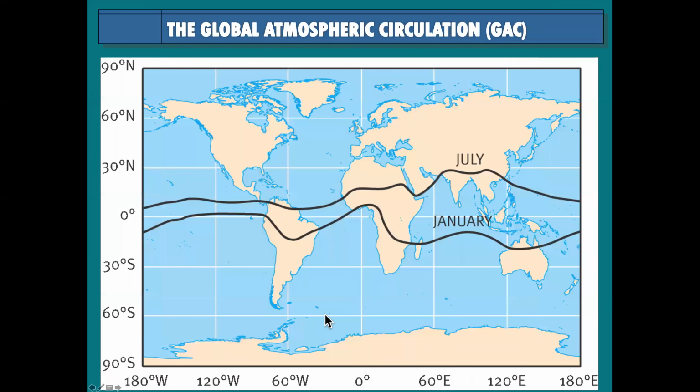Now, looking at where you tend to find it in January versus July, it moves with the seasons. It isn't a perfectly straight line, but it's pretty straight, relatively speaking. But I just want you to get the sense that it moves north and south with the seasons.